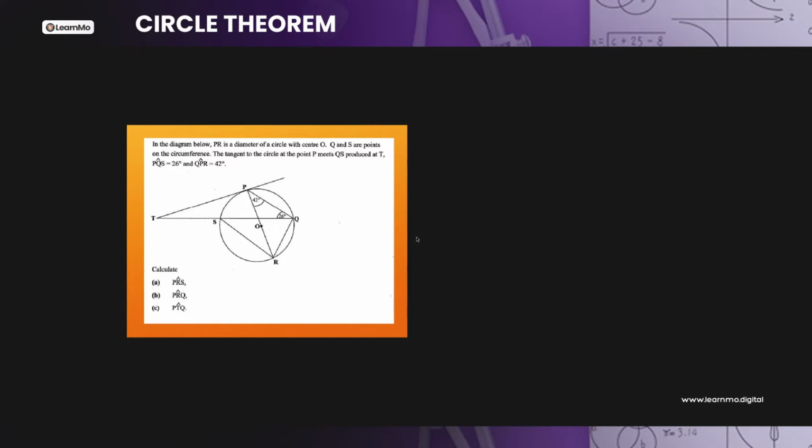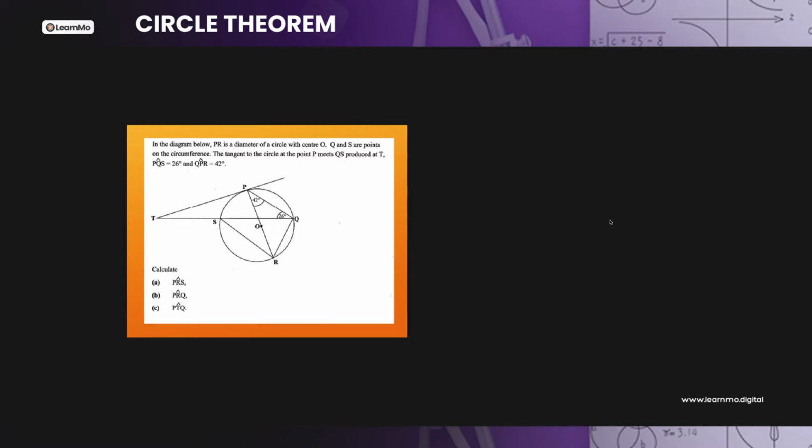The question reads, in the diagram below, PR is the diameter of the circle with center O. Already here we've been given the center and diameter. So the theorem that states angles in a semicircle will apply in this case. Q and S are points on the circumference. The tangent to the circle at the point P meets QS produced at T. PQS is equal to 26 degrees and PQR is equal to 42 degrees.